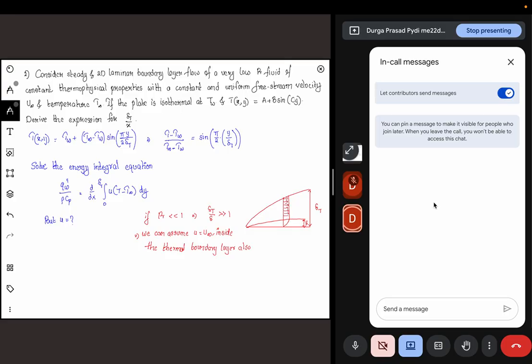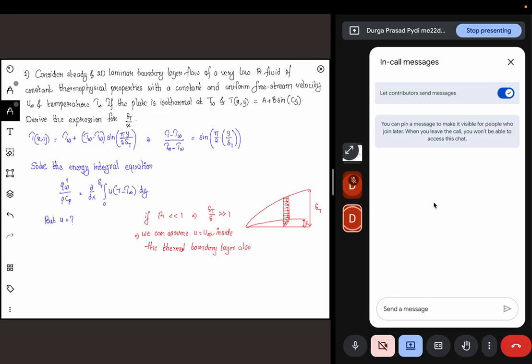This is how the velocity profile looks. So what we are going to assume now is this region here is very small because Prandtl number is very much less than 1 compared to the total region. So we will assume that u equal to u infinite, even within the thermal boundary layer thickness. So this is a simplification that we are going to get when the Prandtl number is very much less than 1, right? So that simplifies our problem.